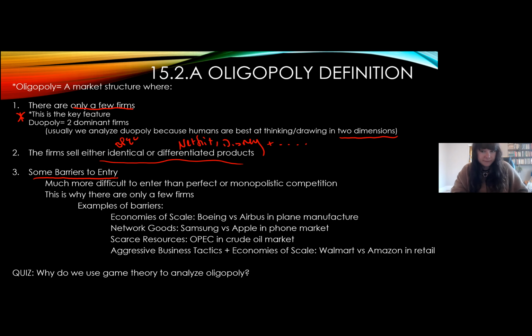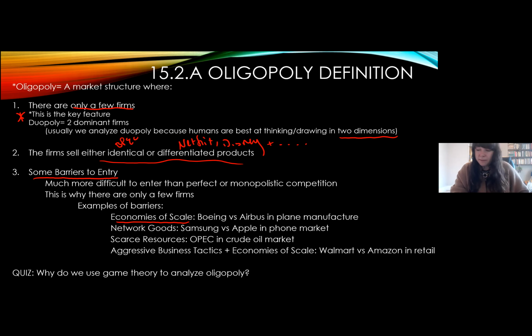It's much more difficult to enter than perfect competition, where anybody can make eggs in their backyard, or monopolistic competition, where many different firms can produce t-shirts and brand them differently. So this is why there are only a few firms. Examples of some of those barriers are all the reasons why monopolists got barriers to entry. So it could be something like economies of scale in production. Bigger is cheaper. Boeing and Airbus is a very stereotypical example of an oligopoly.